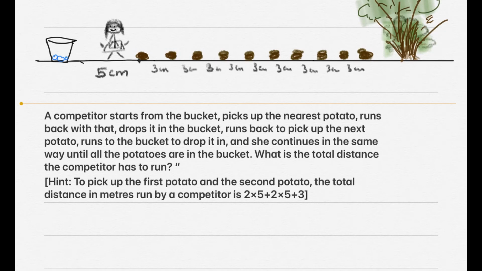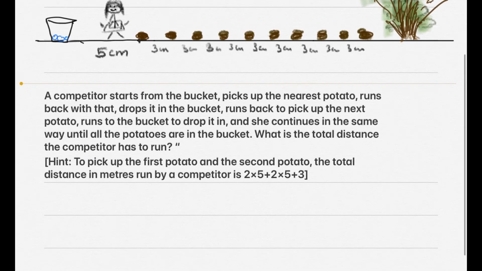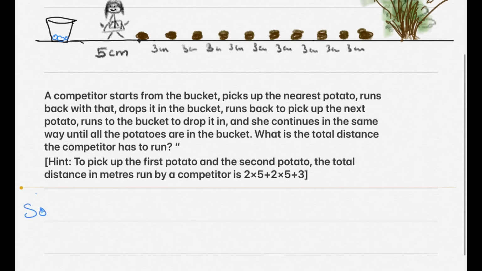They have given the hint that to pick up the first potato and the second potato, the total distance traveled will be 2 into 5, because she started from the bucket, ran 5 meters, then came back to the bucket, then again started from there. So then it will be 2 into 5 plus 3, and 6 will be added every time, correct? Okay, let's see. I'll start my solution.